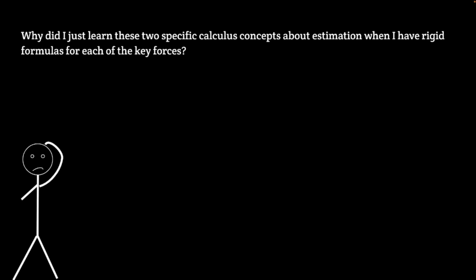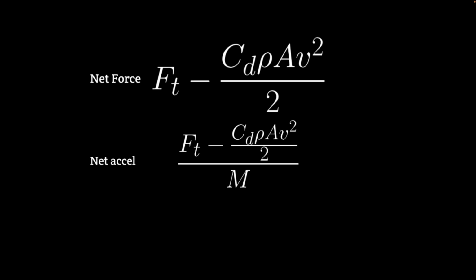Now you might be asking, why did I just learn these 2 specific calculus concepts about estimation when I have rigid formulas for each of the key values? Here lies a problem. The only way to change velocity is to have a net force and acceleration. However, as velocity changes, so does acceleration, as drag is correlated to v squared.